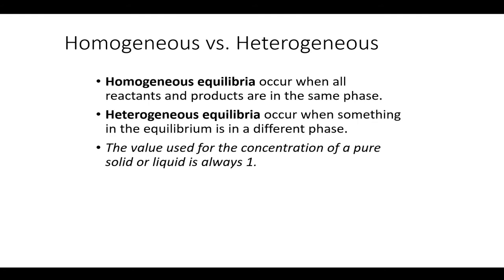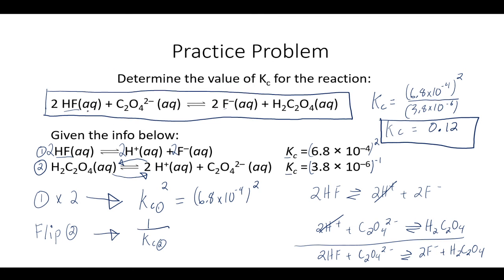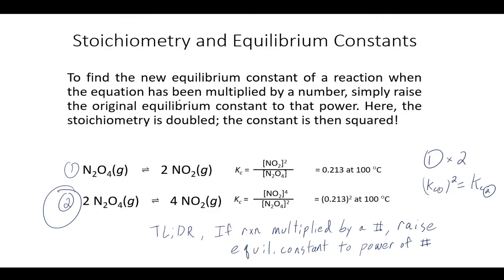The final thing I want to get to here is just briefly some things we have to watch out for when we're writing equilibrium constants and when we're thinking about what to include as far as solids, liquids, gases, aqueous. First, some vocabulary. Homogeneous equilibrium occurs when all the reactants and products are in the same phase. So everything we've done thus far has been homogeneous equilibrium. This is homogeneous because everything is aqueous. This is homogeneous because everything is a gas.